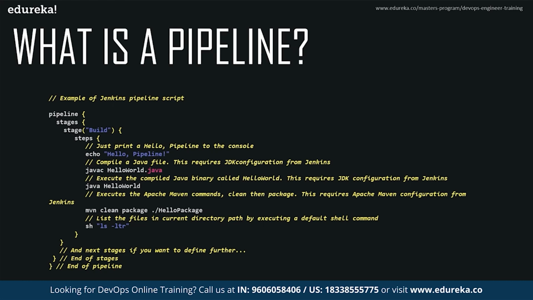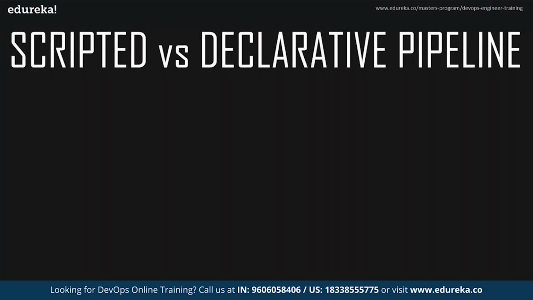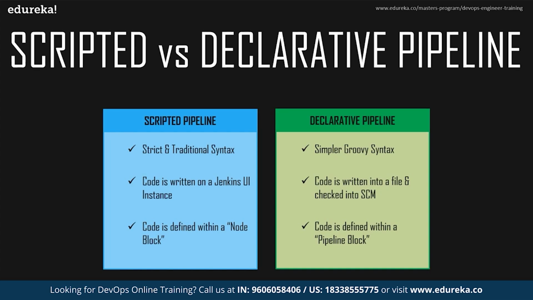Now let's talk about the two predominant pipelines that are used in the IT industry, scripted and declarative. Let's talk about what scripted and declarative are and how they're different from each other. A scripted pipeline is the traditional Jenkins pipeline approach, and declarative pipeline is the modern-day pipeline approach that is used in the industry.